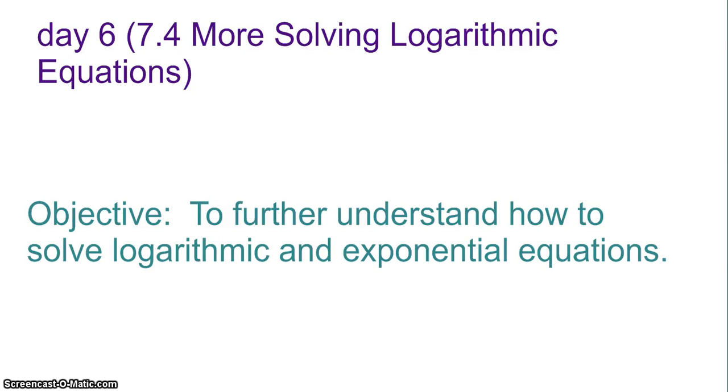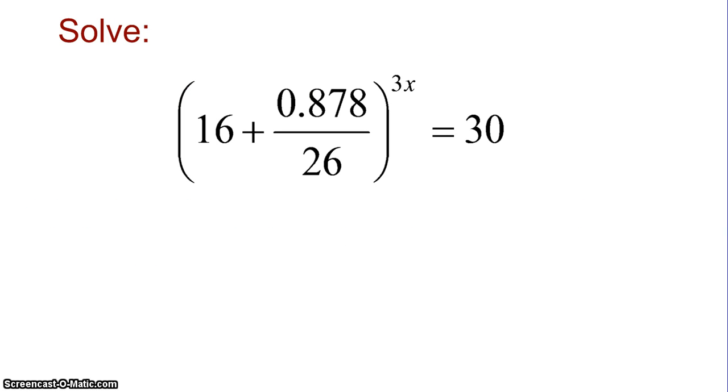Alright, today we're continuing on with day 6 and doing more solving with logarithmic and exponential equations. So I want you to take this equation, 16 plus 0.878 over 26, all to the 3x, equals 30, and solve. You're going to be typing this into your calculator, so round to 3 decimal places. So pause the video, unpause when you're ready to check your work.